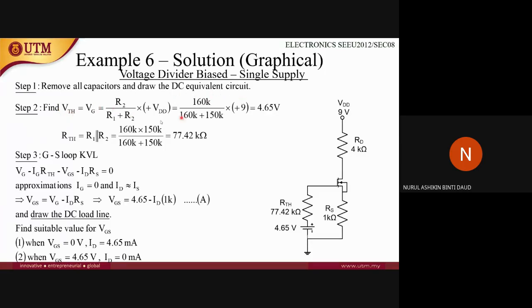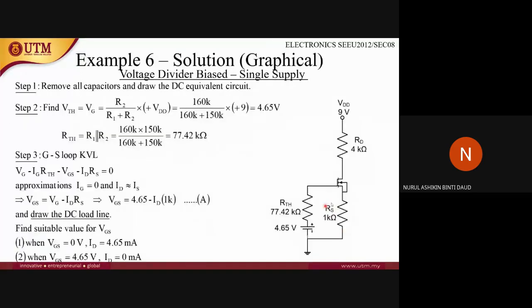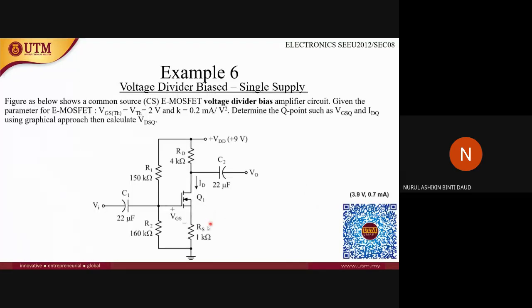So this is same as previous. Find the voltage Thevenin and then the R Thevenin, resistor Thevenin. So these are the values. Okay, and then step 3, find the JS loop. JS loop here. Look here. The JS loop here. So when you have this circuit, you don't have to look back into here anymore.